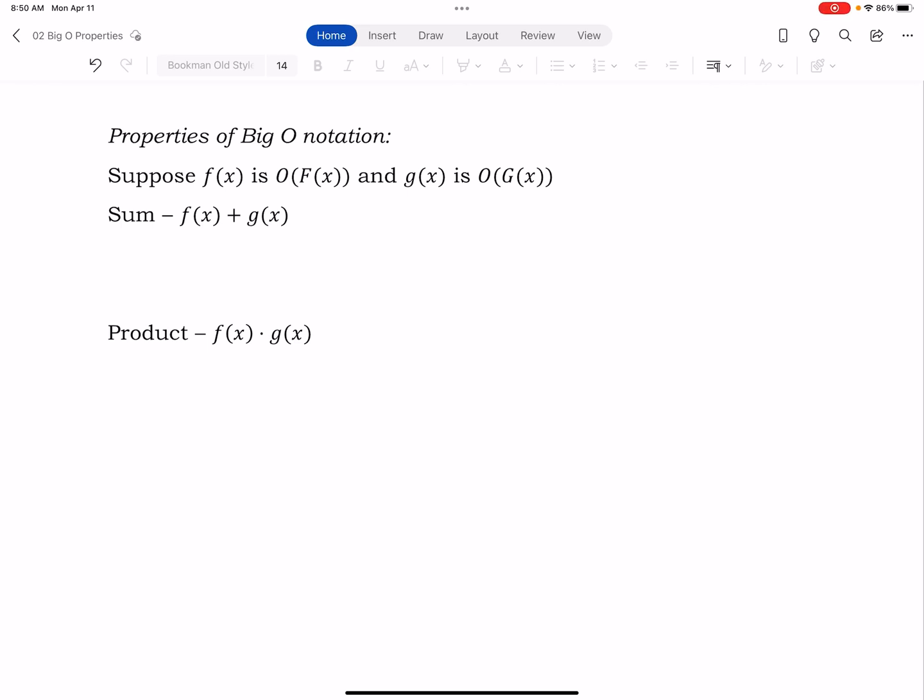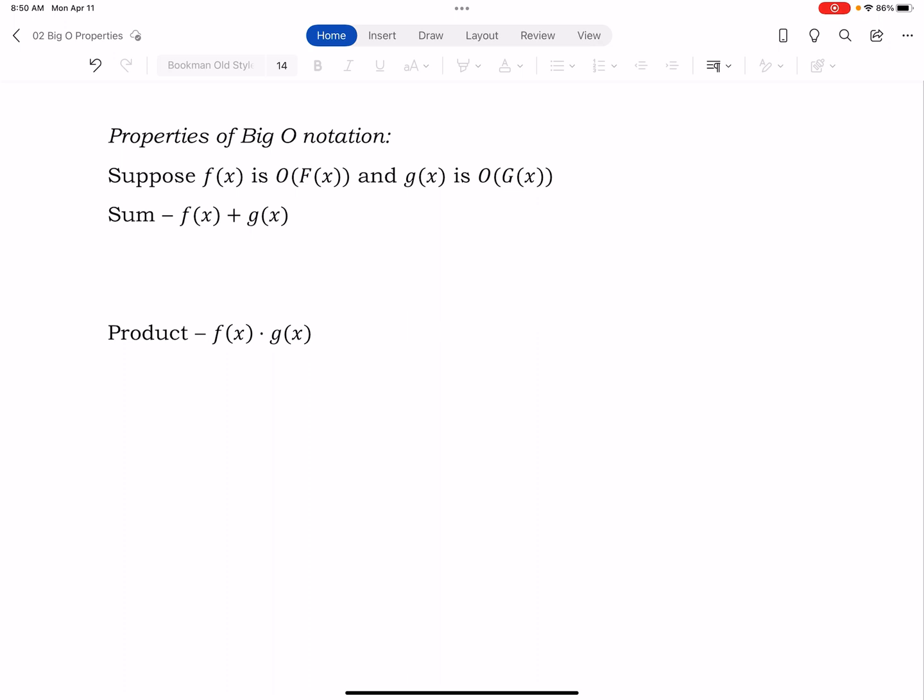Now, some properties that big O notation has that help us find big O of more complicated functions. So we've done big O of polynomials using that definition. And what happens if there are more complicated functions? Some properties that they have are that if little f is big O of big F and little g is big O of big G, then what do I do about the sum?